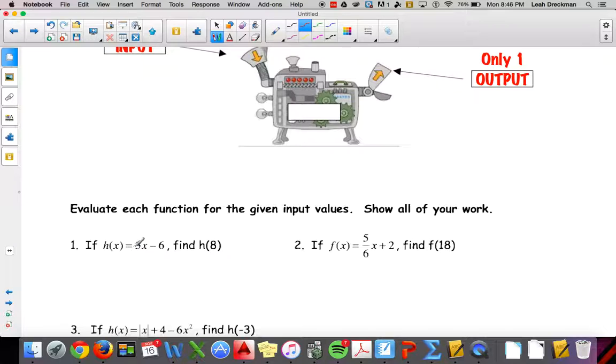Okay, so this is the function. This is the actual side of the function where we're going to do our calculation. And the left side just tells us the name of the function is h.